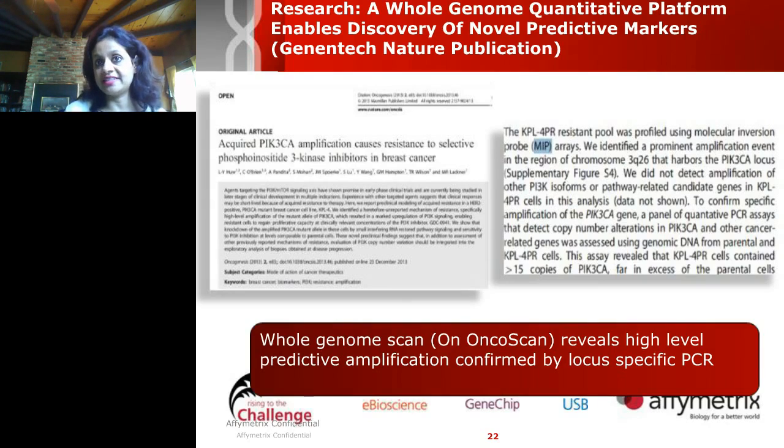This is not the only example. There are about 12,000 publications based on the OncoScan-based MIP technology, and you can find more of these on our Affymetrix website. So far, about 12,000 samples have been processed on this technology with a 93% pass rate in FFPE.